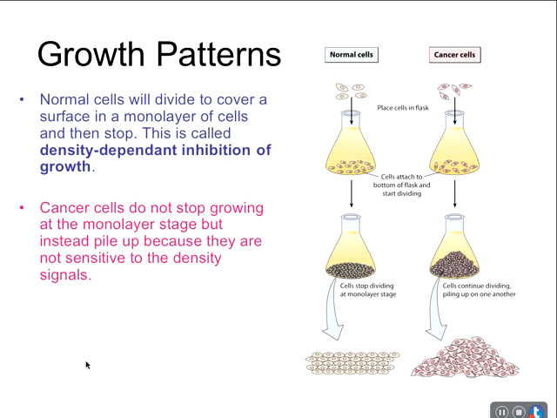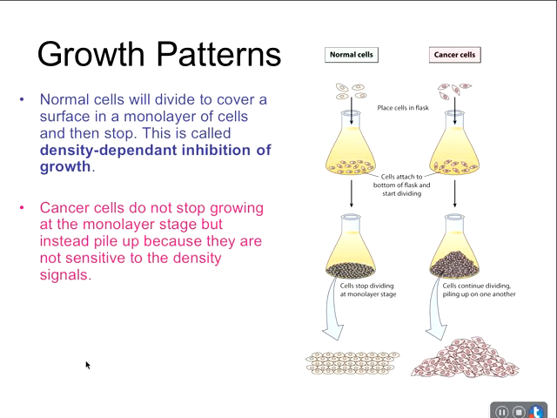Cancer cells, on the other hand, do not stop at the monolayer stage. They will pile up. They will continue to grow. They're not sensitive to density signals. They don't care about density signals, completely independent of that. So they show density-independent growth, where they will pile up and continue to divide regardless of the density signals that may be being sent. It's not surprising to know, if we were to take cells from this area, right, a monolayer of normal cells, and we were to inject these into an animal, is it likely to form a tumor?